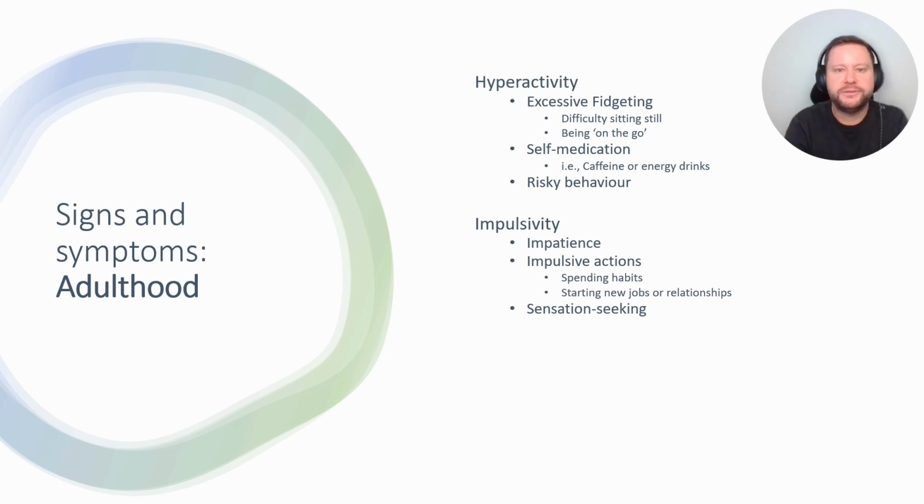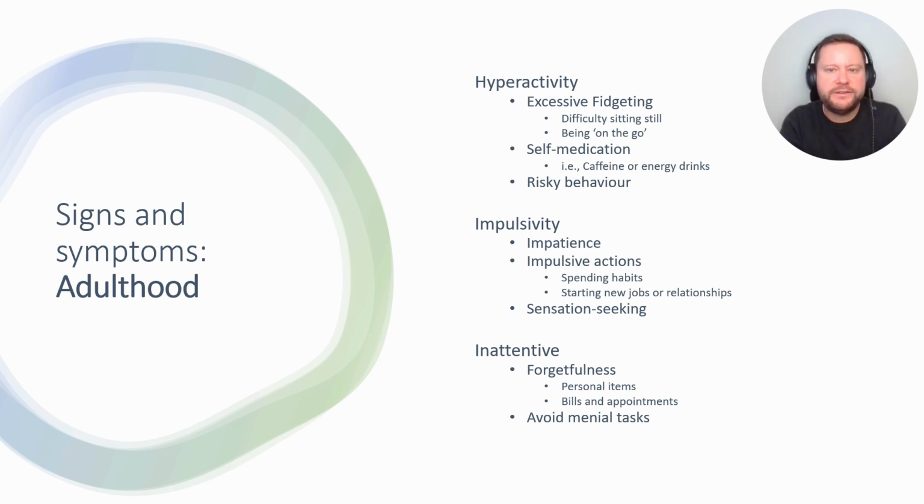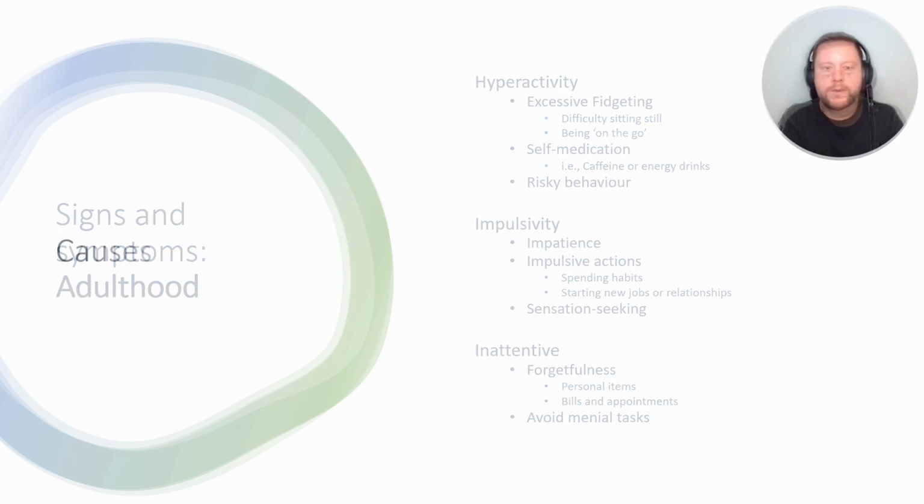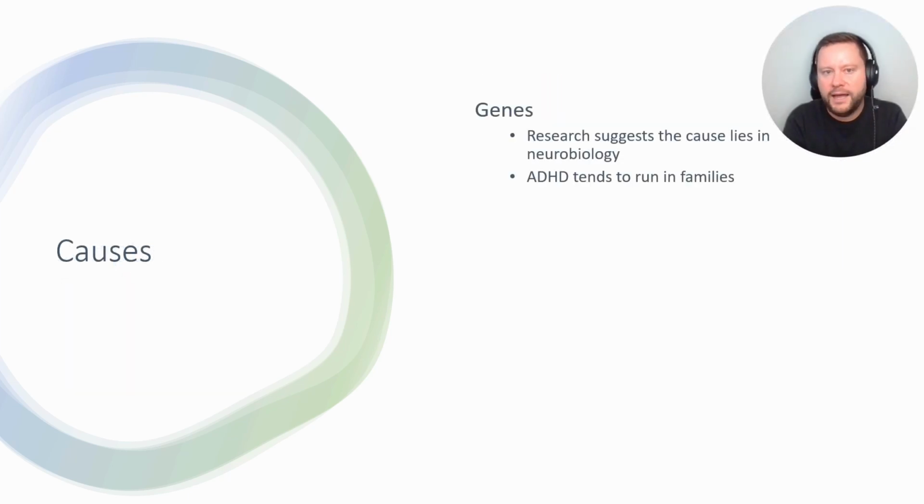Impulsivity in adulthood may express as impatience, acting without thinking, spending impulsively, or starting new jobs or relationships on impulse, and sensation-seeking behaviours. Adults with attentive symptoms tend to be forgetful, lose personal items like keys, wallets, or purse, or avoid menial tasks at the place of work. You might also find you frequently forget to pay bills on time or forget appointments, and struggle with organising or managing your daily schedule.